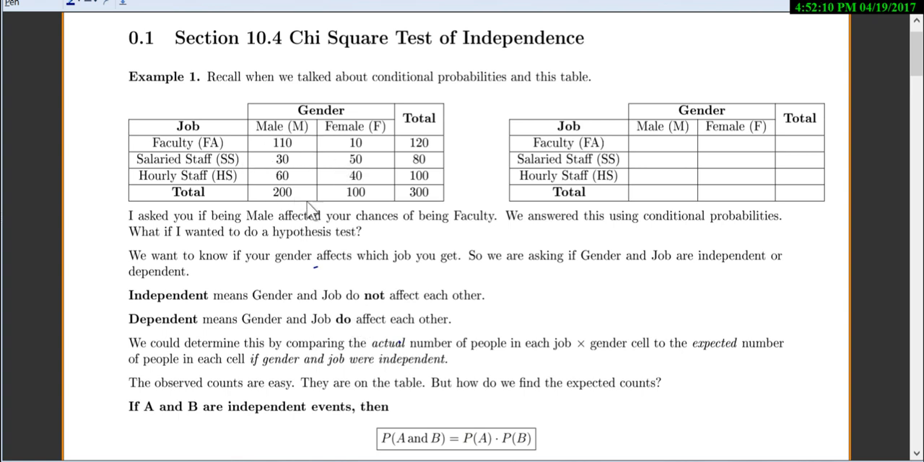Now our observed or actual data is easy to find. They're just on the table. But how do we find the expected counts? So what I'm going to do is make a separate table with expected counts, but I have to go through and actually find them. So these are my observed counts, or our actual data, and this is my expected, if the variables really are independent.